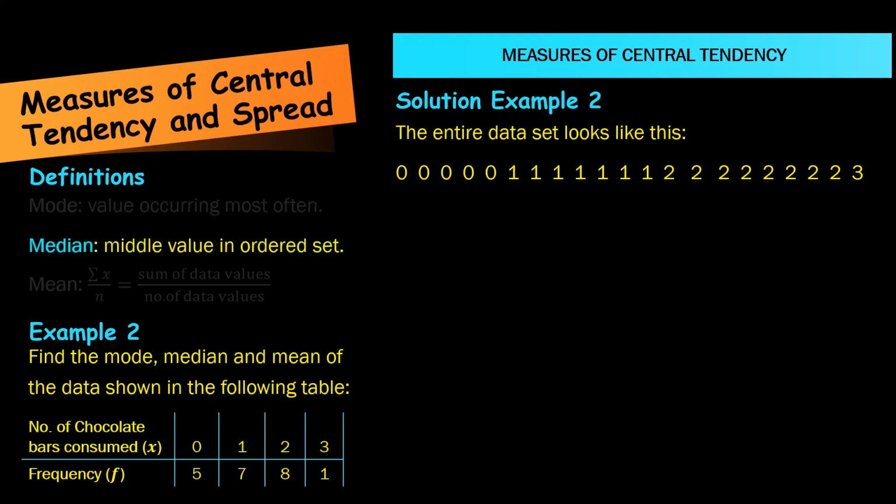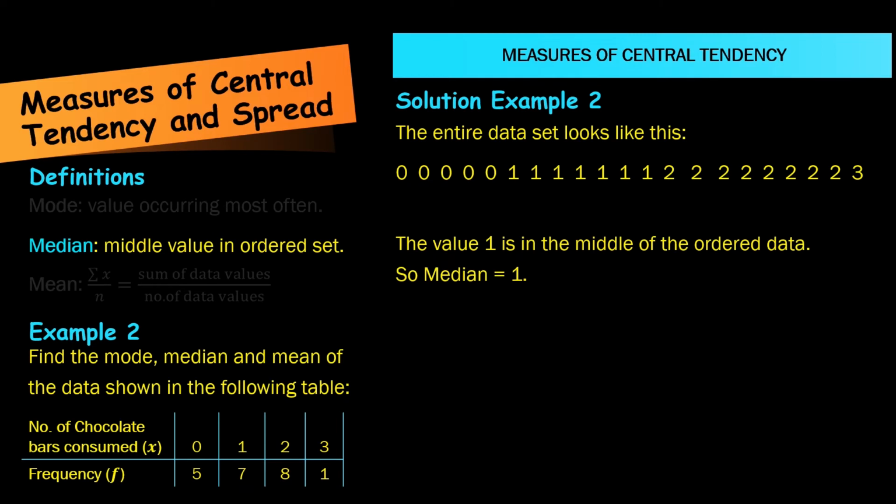And now for the median. This is the middle value in an ordered data set. The value 1 is in the middle of this ordered data set. So median equals 1.